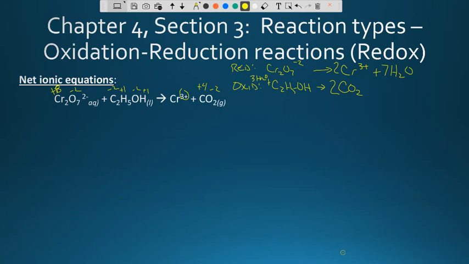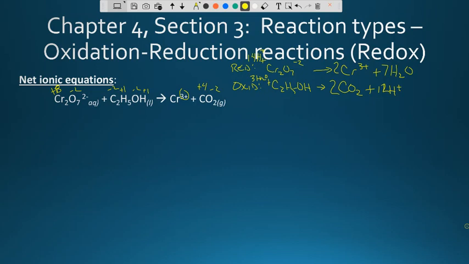Let's go and balance my hydrogens. I have 14 hydrogens on this side, so that means I'm going to have to add 14 hydrogen ions on this side. Down here I have 6 plus another 6 hydrogens. Don't forget about that. So that means I have 12 hydrogens to account for on this side. Now all of those are taken care of.